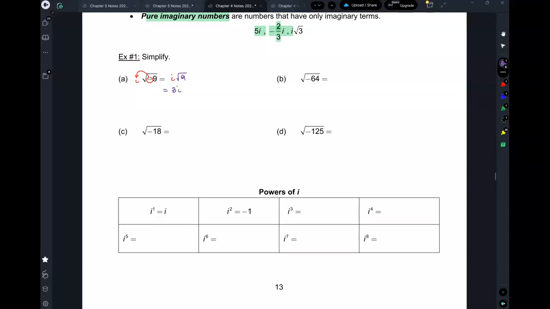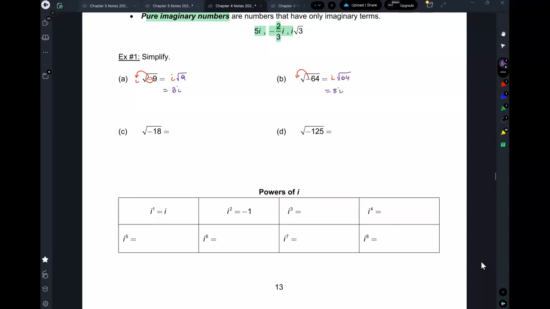Same thing here. The negative comes out as an i, so you have i root 64. What's root 64? 8. So this is 8i. Now, you can just do it in your mind. You go, the square root of 64 is 8, but there is a negative, so it's 8i. You don't have to go in multiple steps. I just do that so everybody can follow what I'm thinking.